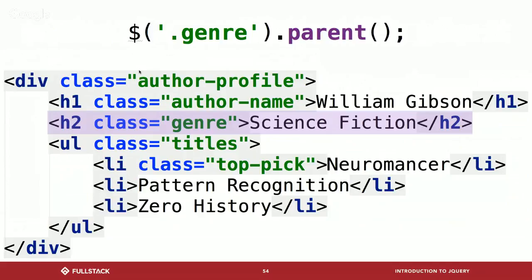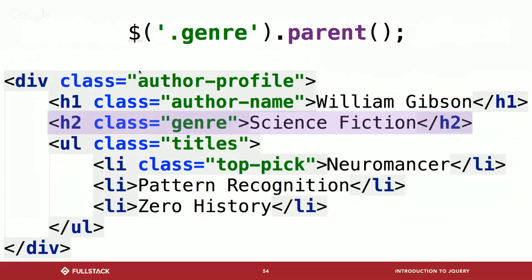Yeah, but what if there's more than one element that has genre as class? If there was more than one element that had genres as class, I think then you're right. Then it would end up giving you a collection of those parents. But again, assuming we're looking at this fragment, this is going to end up giving you one. I think there's also a method, parents, where you could go up the tree as far as you want with it.